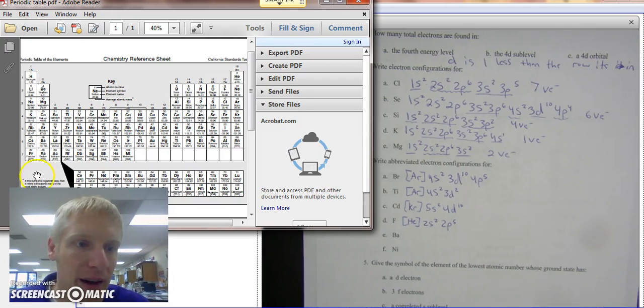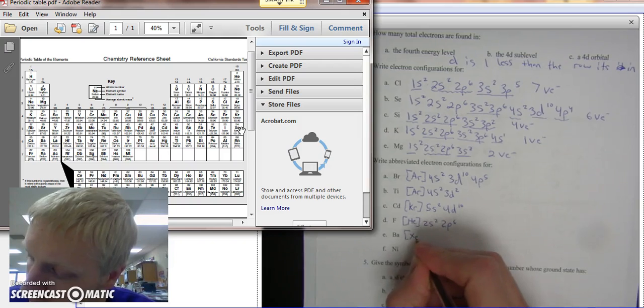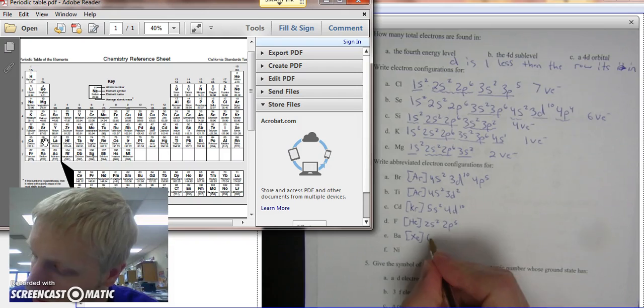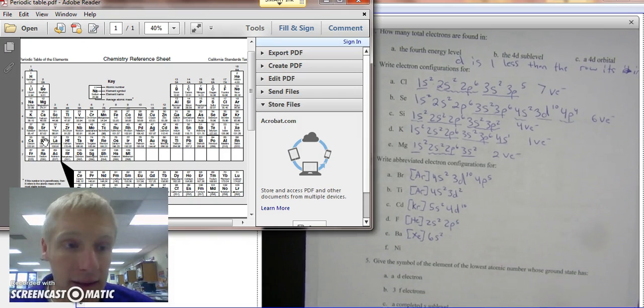Alright, next we want to do barium. Barium's way down here. It's not quite the hardest one, it's still a medium level one. So it's in the sixth row. We have to go to the noble gas in the fifth row right here, 54, xenon. Put it in brackets. We're at 6s2. That's it. That's barium.